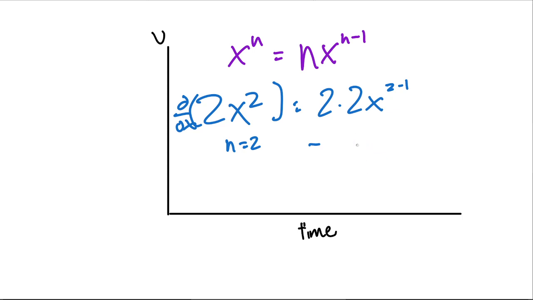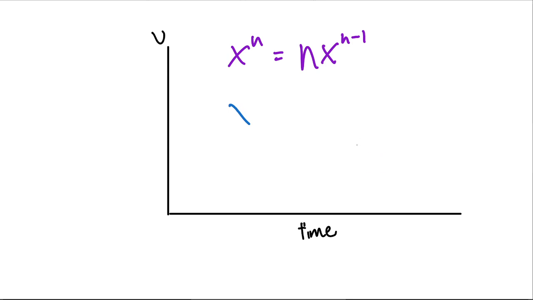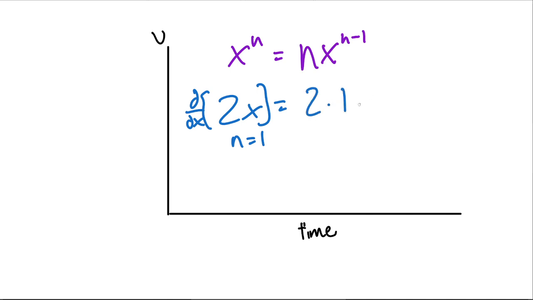All right, final one. Let's say we have something like 2x, where n equals 1. The derivative of this is going to be equal to 2 times 1 times x to the power of 1 minus 1. Now, x to the power of 1 minus 1 is x to the power of 0, and we know that anything to the power of 0 is equal to 1. So we can just say this is 2 times 1. So the derivative of 2x equals 2.